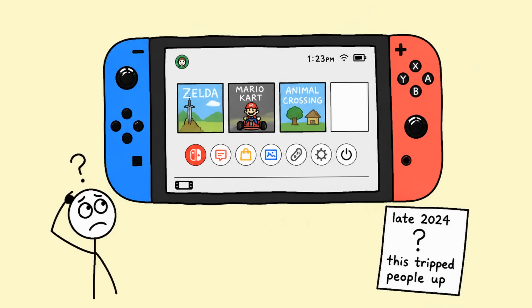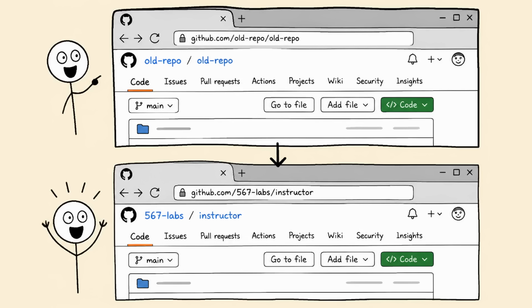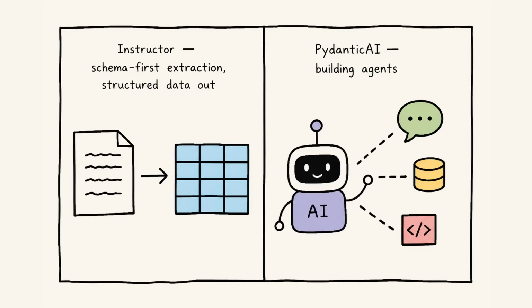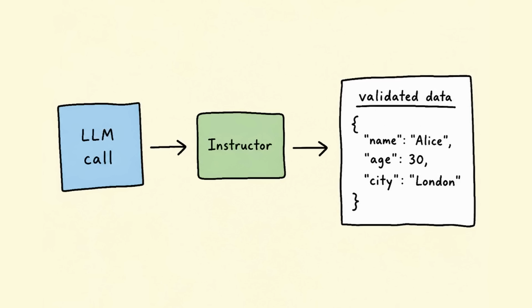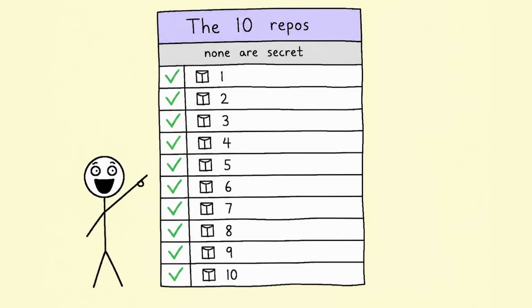One clarification, because it tripped people up in late 2024. Instructor moved to the 567 Labs organization on GitHub and now draws a clear line between itself and Pydantic AI. Instructor is for schema-first extraction, pulling structured data out of a model. Pydantic AI is for building agents. So if you just need clean, validated data back from an LLM call, Instructor's the one you want.